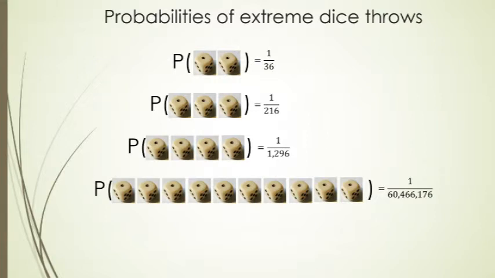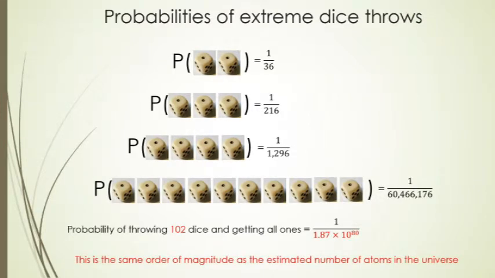By the time we get to 102 dice, all showing 1, 51 snake eyes, the probability is an incredible 1 chance in 1.87 times 10 to the 80. The reason I have chosen 102 dice is because the denominator of this probability is the same order of magnitude as the estimated number of atoms in the entire universe. And yet this stupidly small probability pales into insignificance when one considers the probabilities involved in real molecular systems.